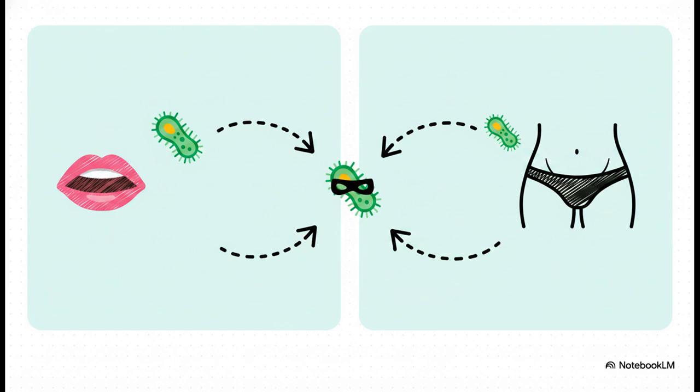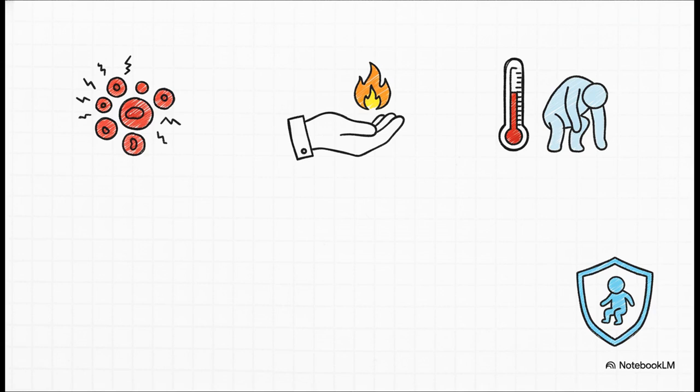Now, what makes HSV particularly tricky is something called asymptomatic viral shedding. Basically, this means the virus can be transmitted even when there are absolutely no visible lesions present. To really lock this clinical presentation into your memory, just use the acronym HSV.